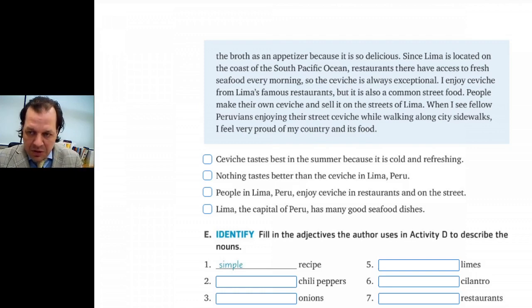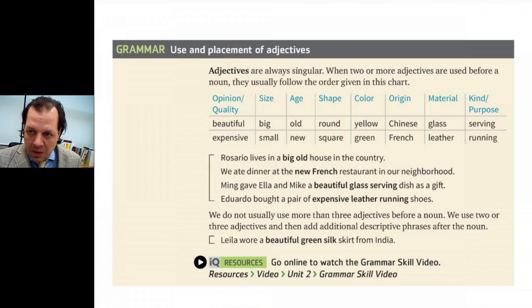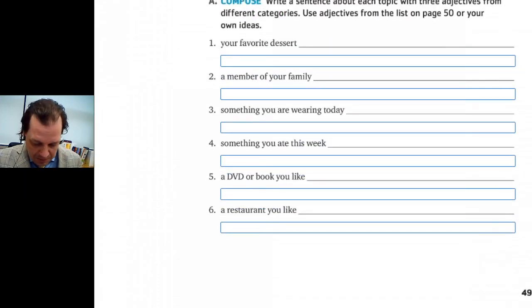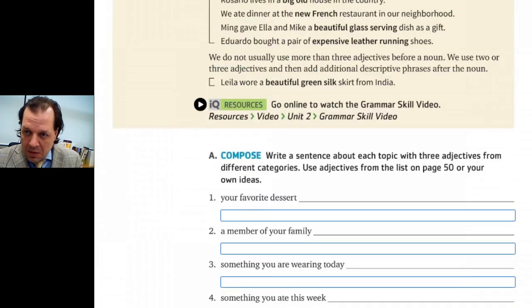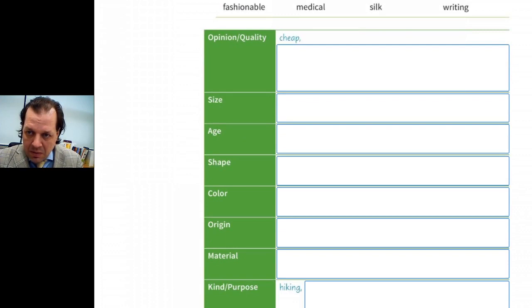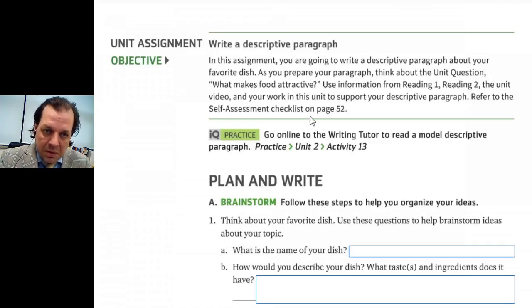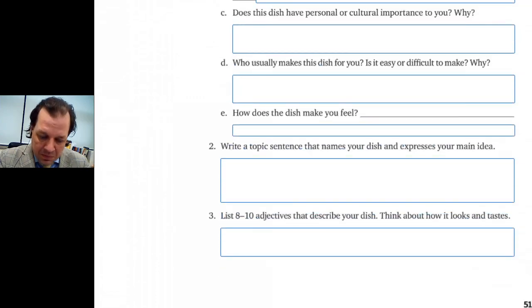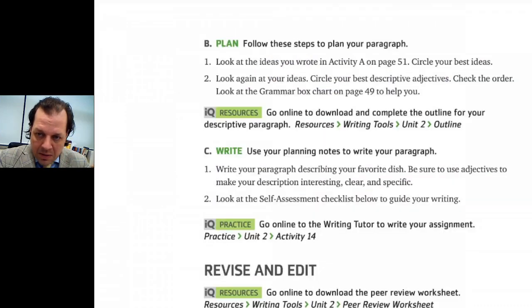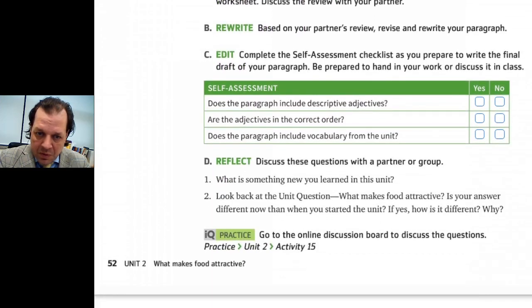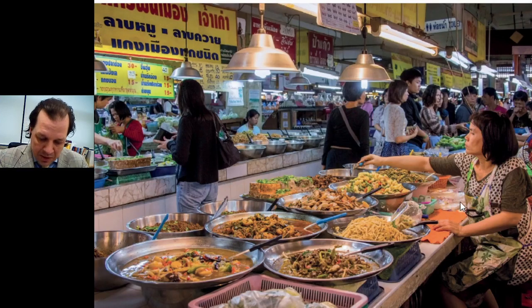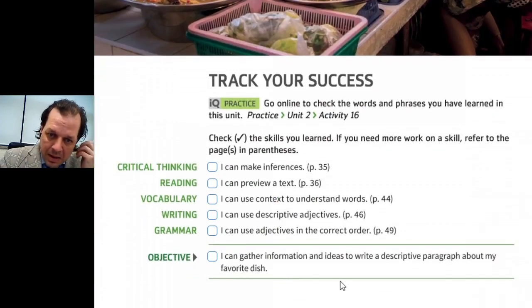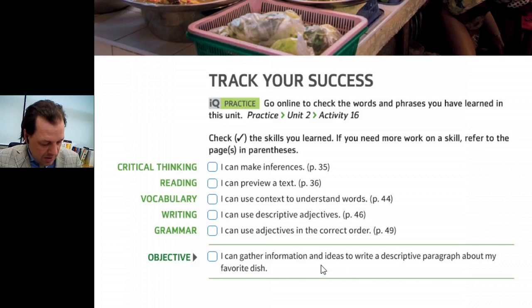I think it goes to page, track your success. Yeah. There's quite a large writing section. Here's the unit assignment, descriptive paragraphs. And finally, we go to track your success, okay, where you learn what we've learned, right?